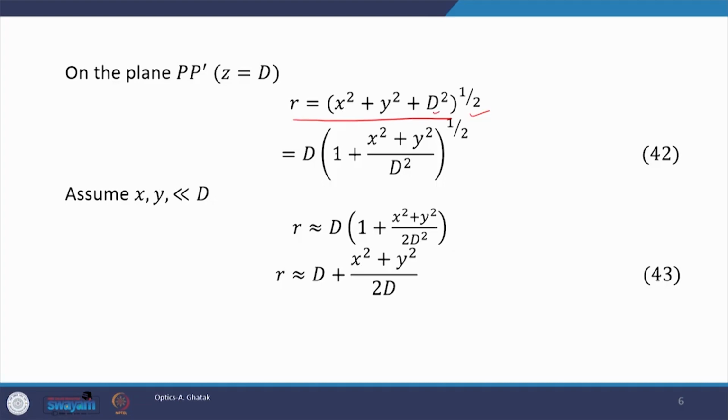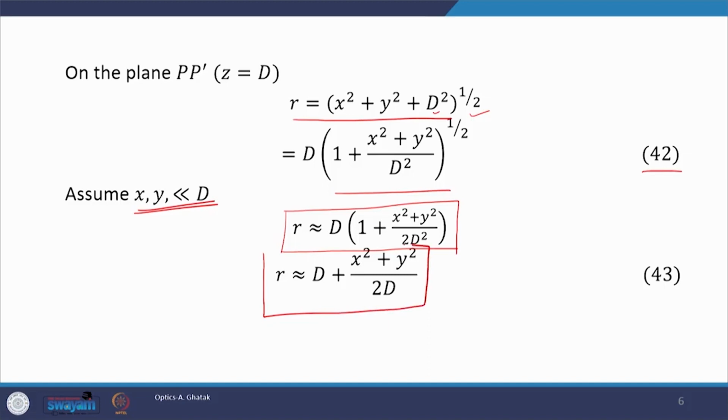Now, in this expression of r we will take d out, and this is the final expression of r which we are left with. Now, applying the condition that d is much larger than x and y, in this particular case we can use the binomial expansion and neglect higher order terms, because d is a very large quantity, and therefore the next order additive terms would be very small and we can safely neglect them.